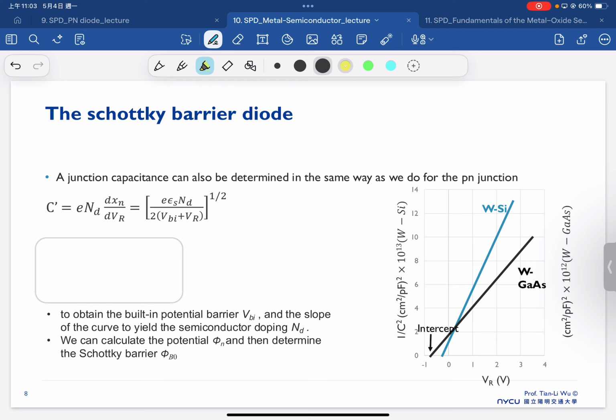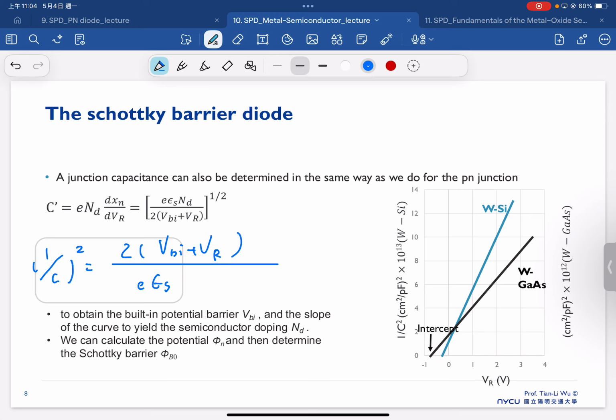Okay, so very similar to what we have been doing for the PN junction. So we can also analyze the junction capacitance here. It's the same analysis, and in the end we have this equation: 1 over C square is equal to 2 (VBI plus VR) over q epsilon_s N_D.